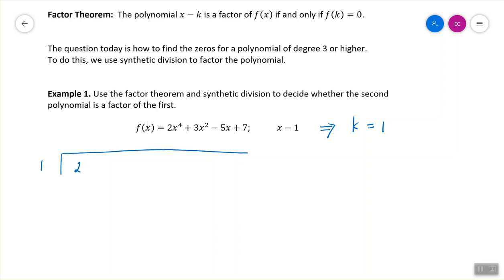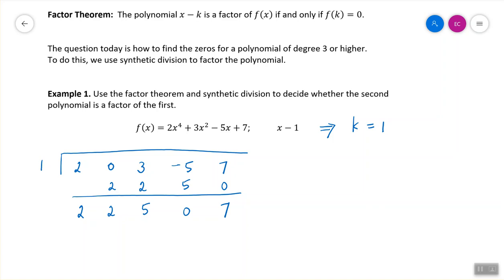Out in front, we put the 1. Inside, we put the 2. Notice the x cubed term is missing, so we'll put a 0 for that. And then 3, negative 5, and 7. And then we'll go through the synthetic division. We have 2, 2, 5, 5, 0, 0, and 7. If I went through that a little fast, you might want to go back and practice the homework in section 3.2 a little bit more in order to review the synthetic division.